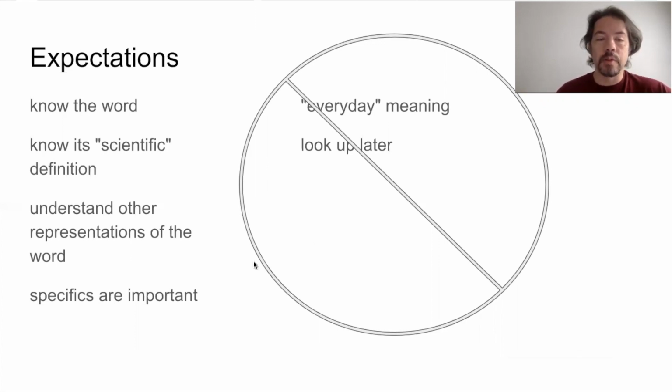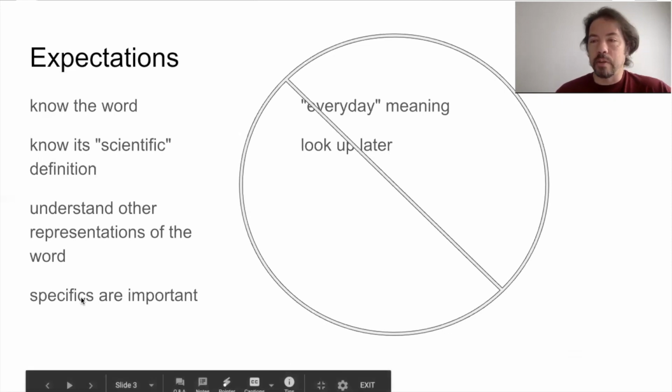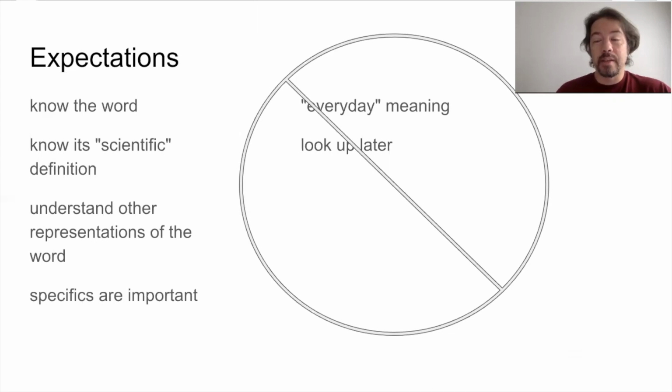You also need to understand other representations of the word. So velocity, for example, is often represented by the letter V, or a variable, and it's also represented by units, a unit of measurement, miles per hour, meters per second. You need to know those connections. So that's part of your vocabulary study. Specifics are important. You can't just get close enough. Oh, that's good enough, because velocity, the definition, often sounds very similar to acceleration's definition, and they are not the same thing. So specifics are very, very important.